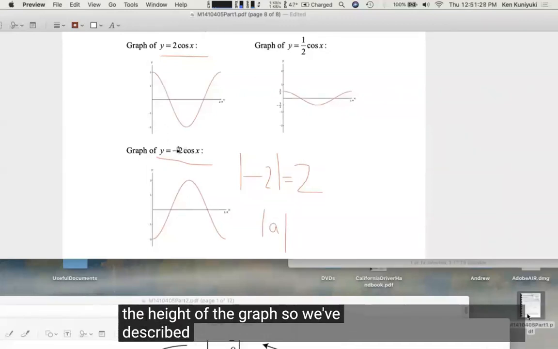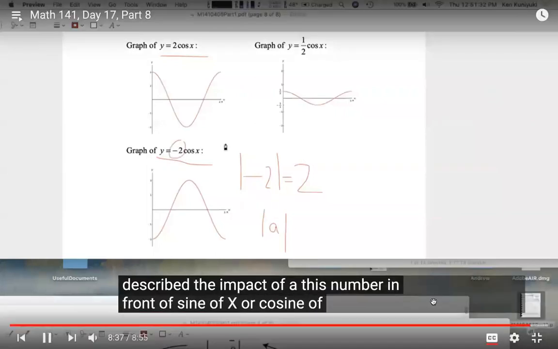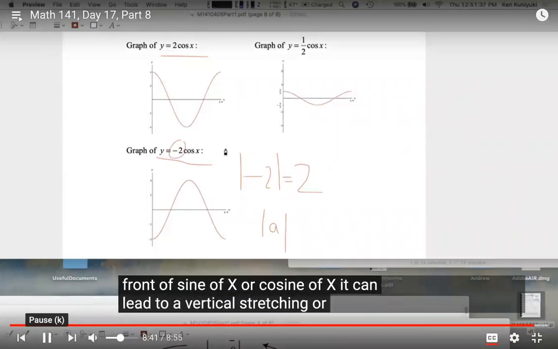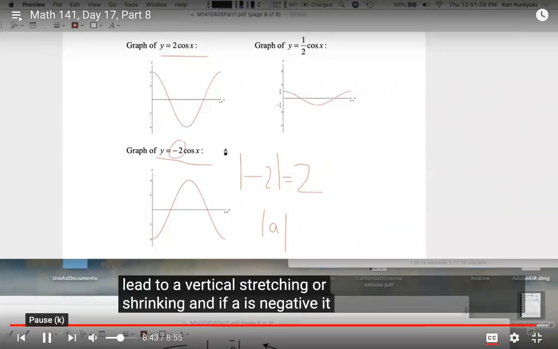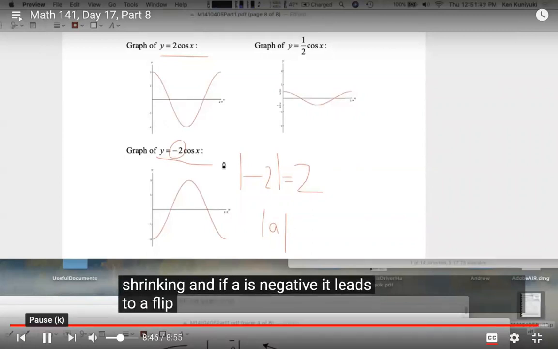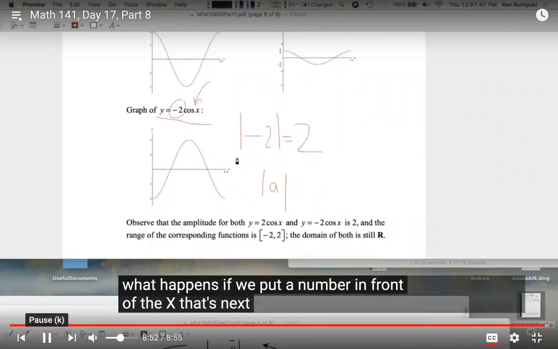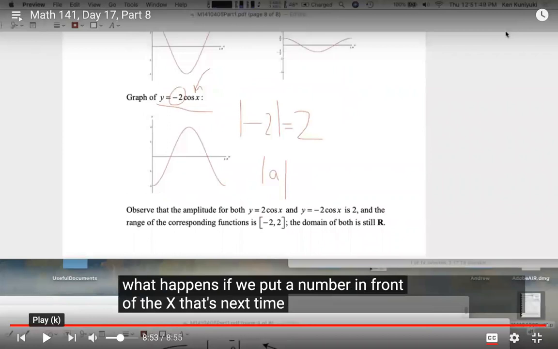So we've described the impact of A, this number in front of sine of x or cosine of x. It can lead to a vertical stretching or shrinking, and if A is negative, it leads to a flip. Next, we're going to consider what happens if we put a number in front of the x. That's next time. Any questions so far?